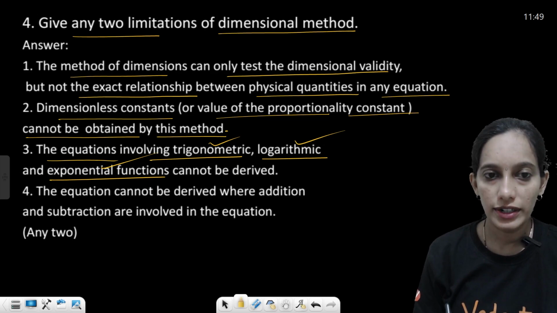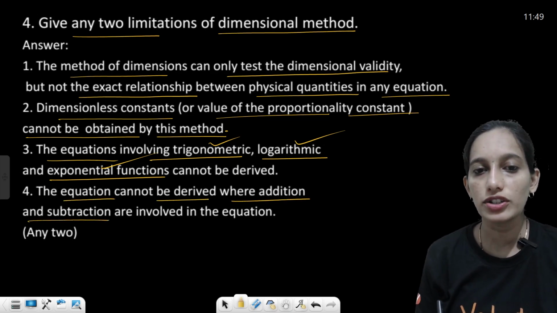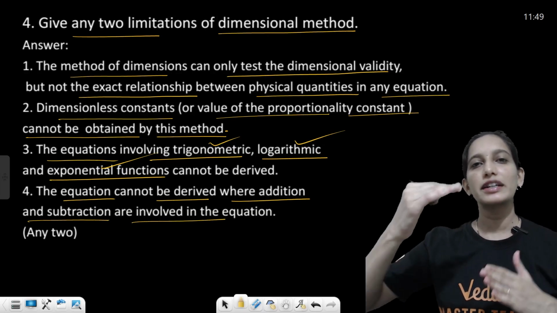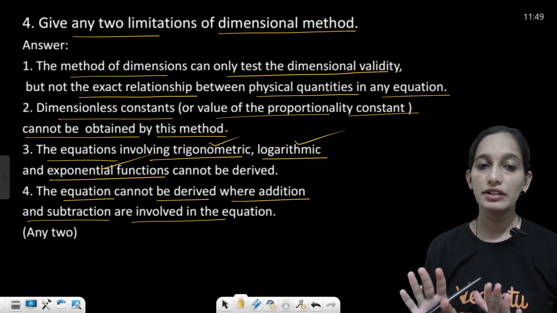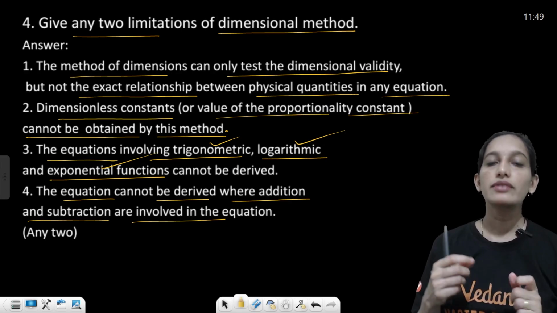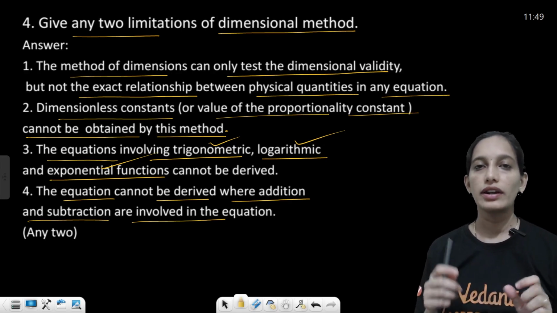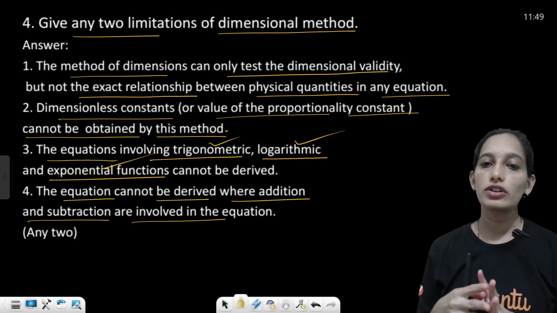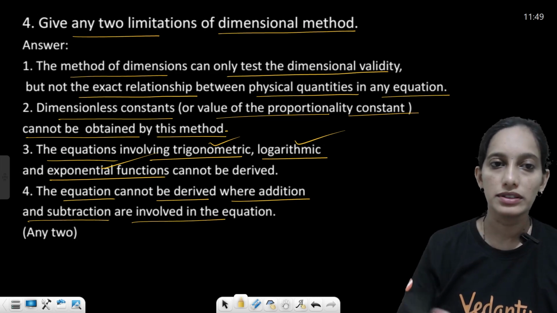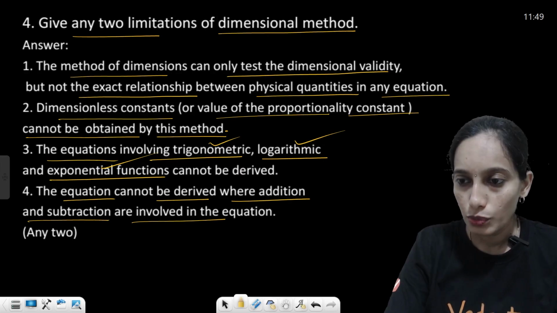Next point: the equation cannot be derived where addition and subtraction are involved. If a formula has just multiplication or division form, we can arrive at that particular equation, but if it involves addition or subtraction, then we cannot derive that from the dimensional method. Addition or subtraction terms, we cannot derive that. Any 2 points is enough for 2 marks. If it comes in 3 marks, please mention 3 points. So, moving to the next question.